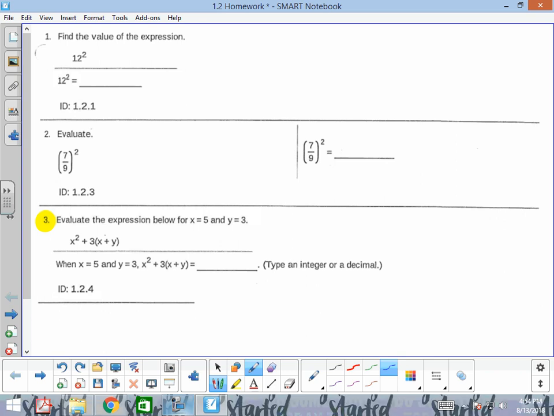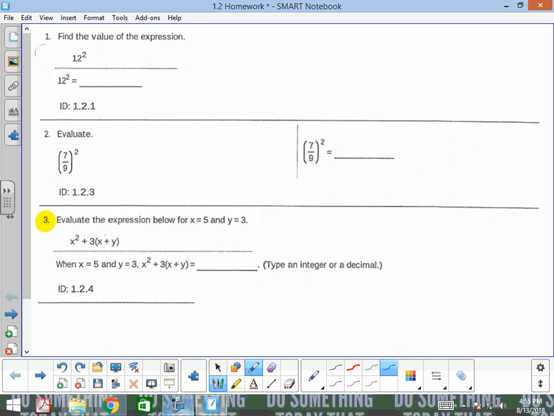Okay, so these are the examples of your homework for 1.2. I want you to show your work on problems 3 through 13, unless you do not have your perfect squares memorized for 1 and 2, then you're going to need to show your work for those. But hopefully by now you do have those perfect squares memorized.